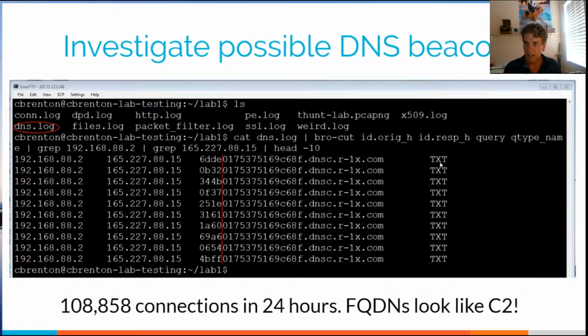So again, lots of weird stuff here, but it makes it real easy to figure out that this is command and control. We had Suricata go through and check this file to look for command and control. It found nothing. Notice with Zeek, we were able to find this pretty quickly just by doing some command line manipulation.